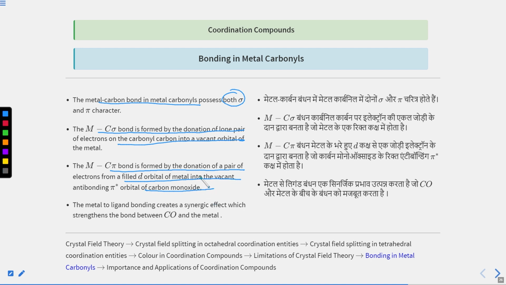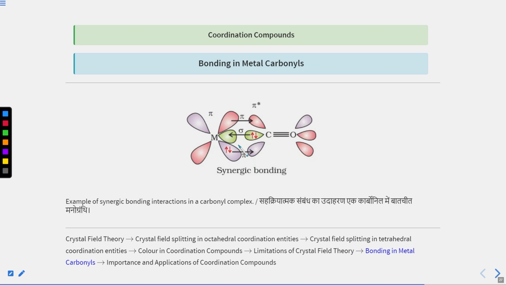See, what happens is that the carbonyl has electrons. So when the carbonyl donates, we see a sigma bond, and when the metal donates electrons to the carbonyl, we see a pi bond, and the electron is donated into the pi star orbital of the carbonyl. The metal to ligand bonding creates a synergic effect, because both are stabilizing each other. Okay, so this is called the synergy effect. Carbonyl is giving electrons to the metal, and the metal is giving electrons to carbonyl, and this creates a synergy, right?